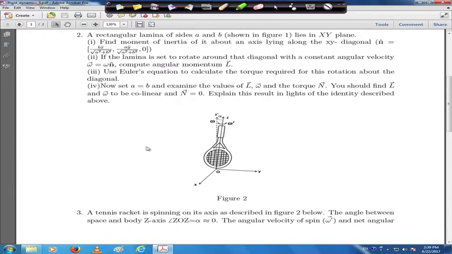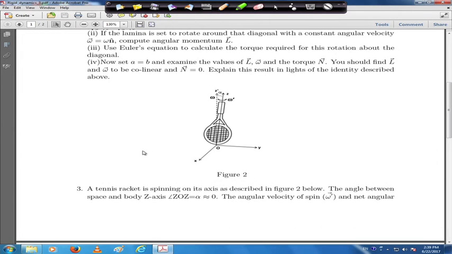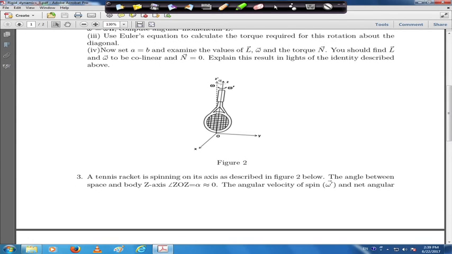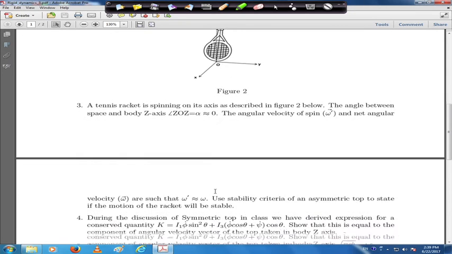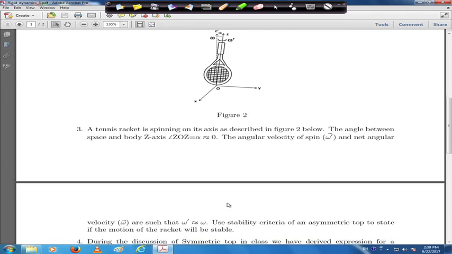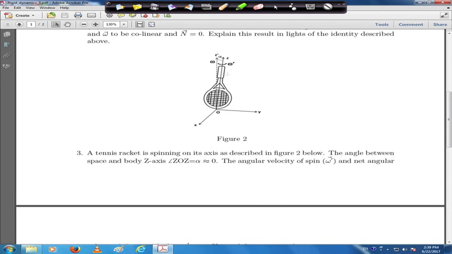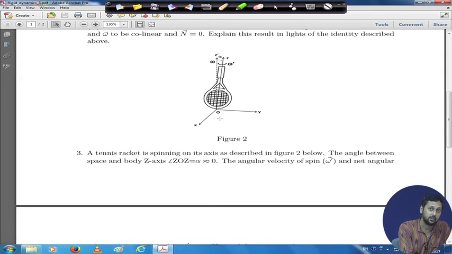We quickly look at problem number 3 before we close this lecture. So, it is a tennis racket which is spinning, with an angle which is very close to 0. We have to comment whether this rotation will be a stable rotation or not. We have seen in the previous lecture the condition for stability of an asymmetric top. We can treat this as an asymmetric top.